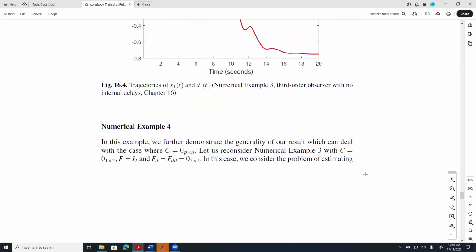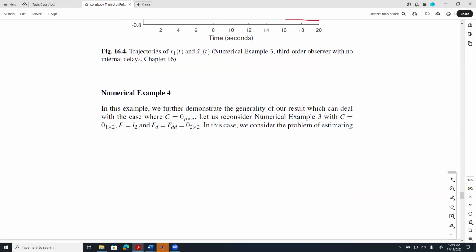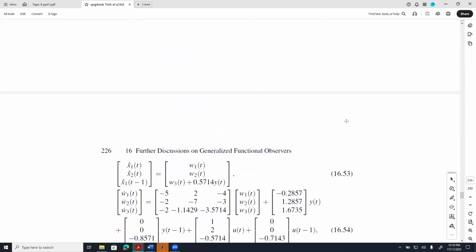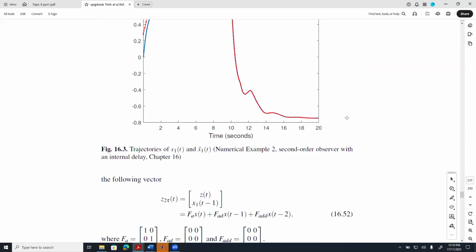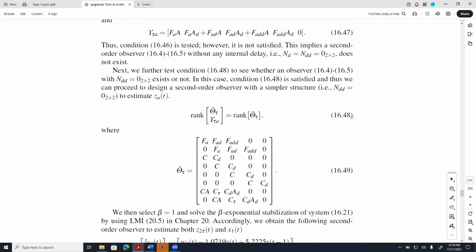Now, the other significance that we want to show in here is we can even consider the case where this matrix C is zero. Matrix C is zero. So what does it mean? Let's have a look at example 3, because matrix C is zero. So if matrix C is zero, what does it mean when we have a look at example 3, which is example 2 in here?